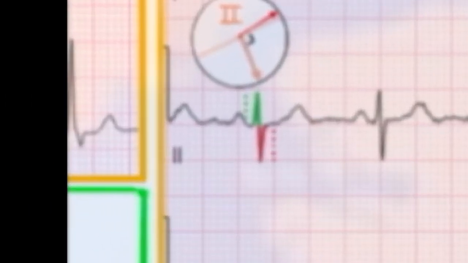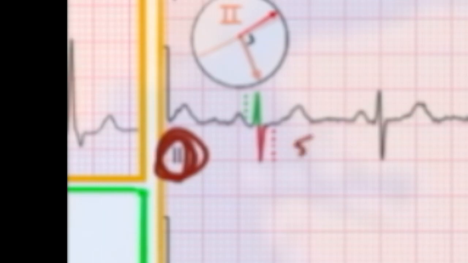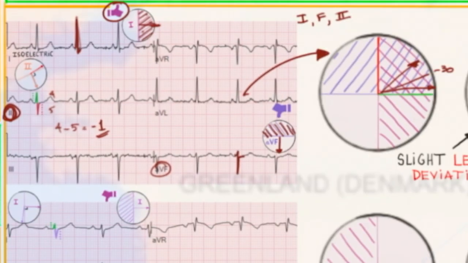So we're going to count up the positive and negative deflections and decide if overall lead 2 is positive or negative. And it's just a little bit negative because there are 5 little boxes here and 4 here. So the net for that is 4 minus 5, which is negative 1. Since that's negative, that means the axis is this way, just slightly more negative than minus 30. So something like minus 35 degrees. And you could just call that left axis deviation.